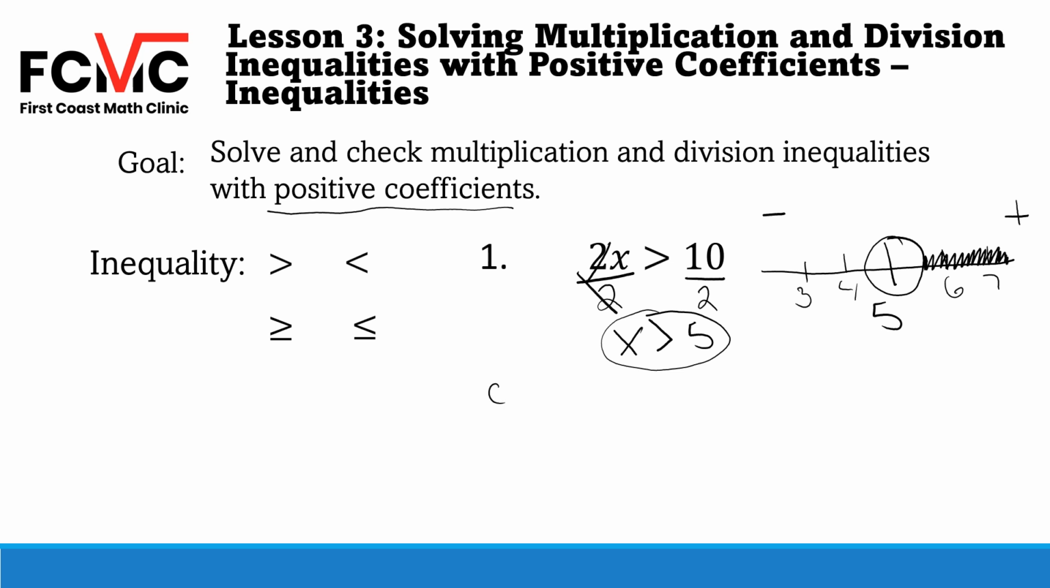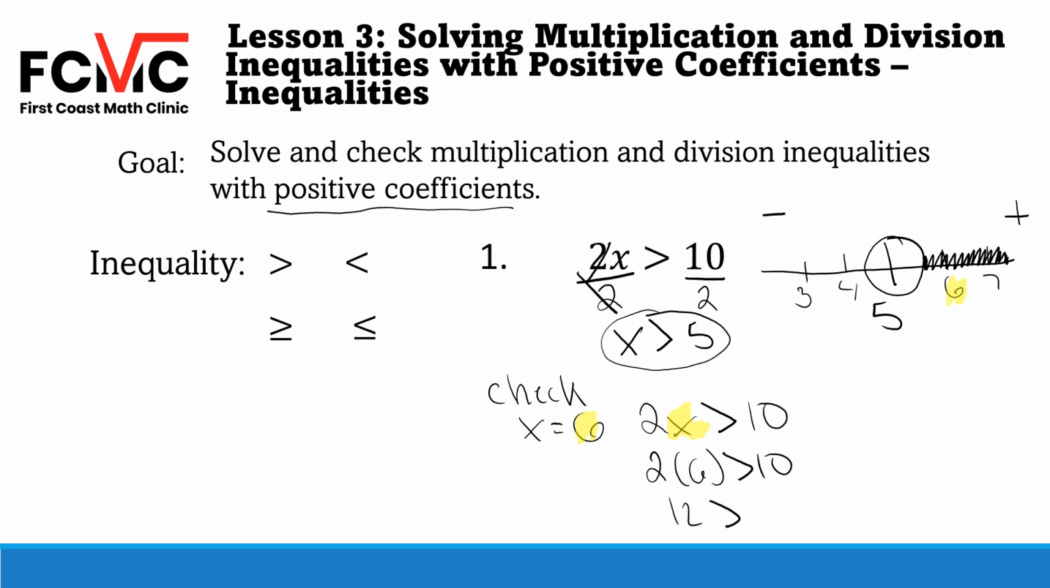Now our check. Let's pick a value in that solution set. So I want a value greater than 5. So let's maybe choose 6, right? Because that 6 is in our solution set. So in our original inequality, 2x is greater than 10, I'm going to replace x with 6. So I'll get 2 times 6 is greater than 10, and then 12 is greater than 10, which is a true statement.